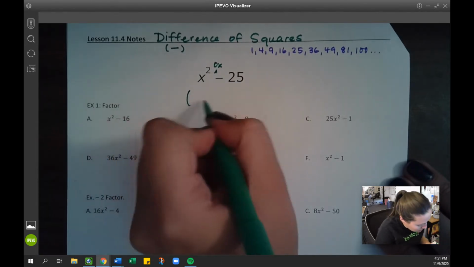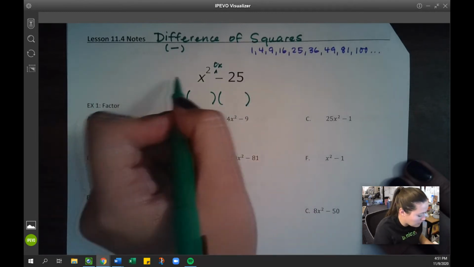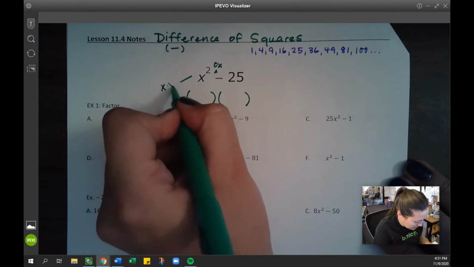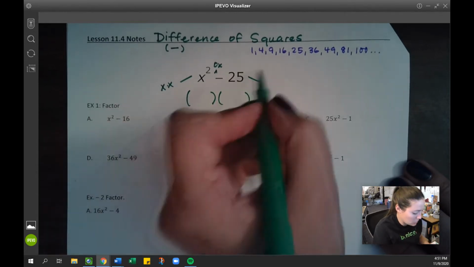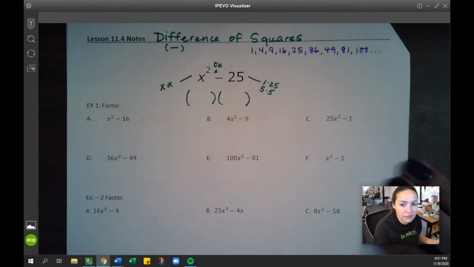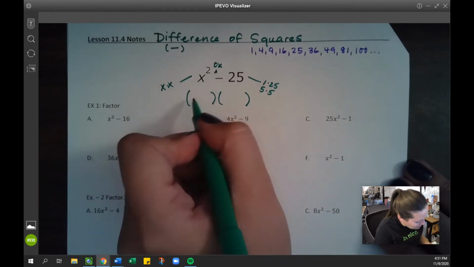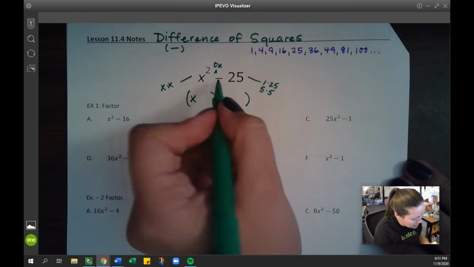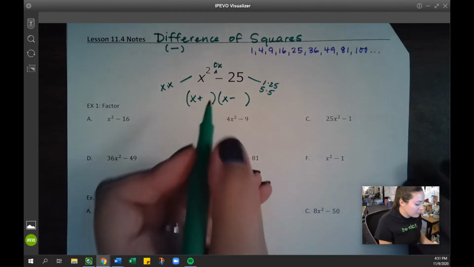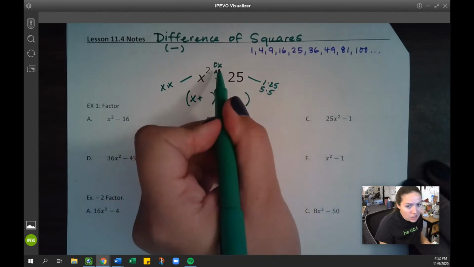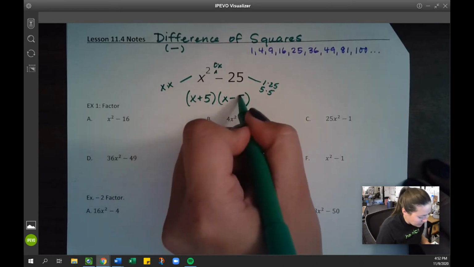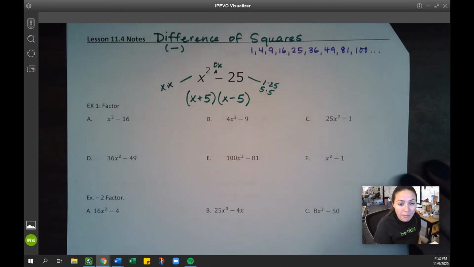Now, let's say I want to factor this, reverse FOIL it, just like we have. Well, to get x squared, I have to do x times x. To get 25, I can do 1 and 25, or I can do 5 and 5. Now, I have to have x and x. I have to have plus and minus. And what combination is going to work out so that I have 0x in the middle? Well, that would be 5 and 5.